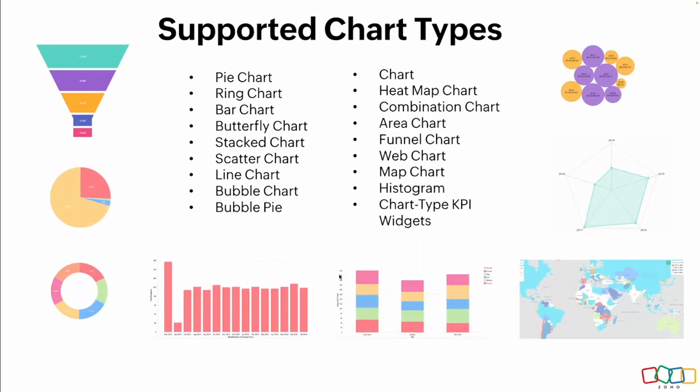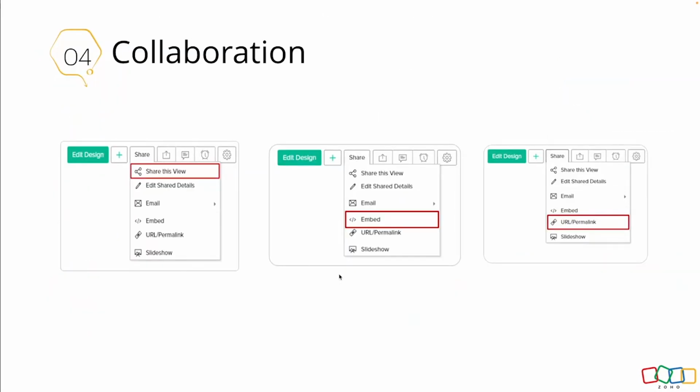So these are some of the supported chart types that we have: a pie chart, a ring chart, bar chart, right? You have almost 20 different types of charts, so instead of looking at the raw data, you have all these different charts available, which you can create to get those insights into your data.